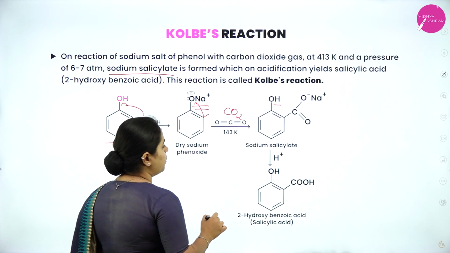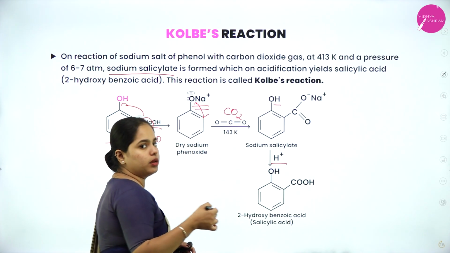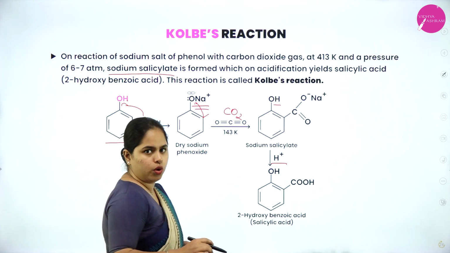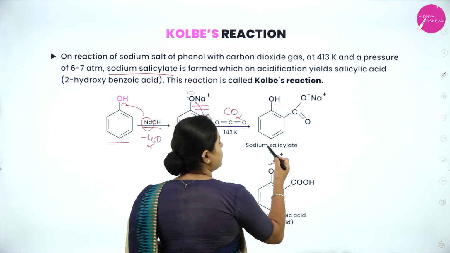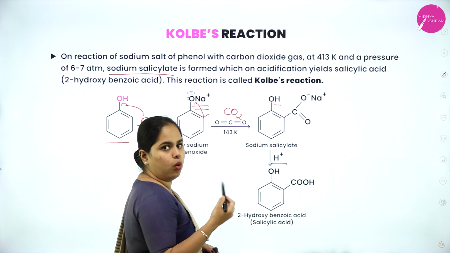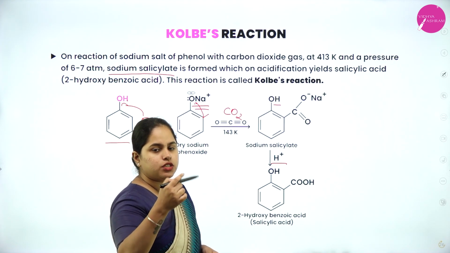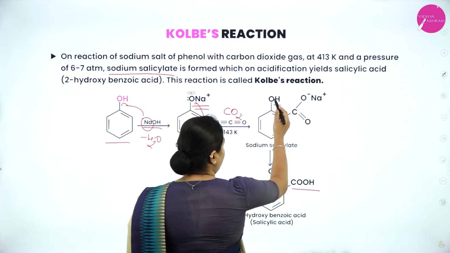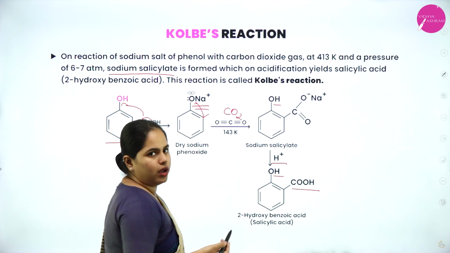Okay, now what happens? Once sodium salicylate is formed, we are going to acidify it. That means H plus is going to be added. Now what happens? You already have COO minus. COO minus is already there. So when H is added, you're going to get COOH, right? COOH will be formed and the OH is also already there. So I hope it is clear.